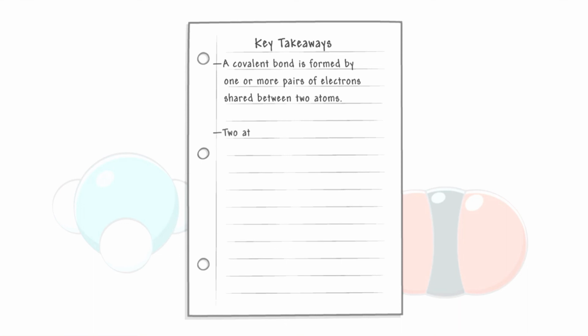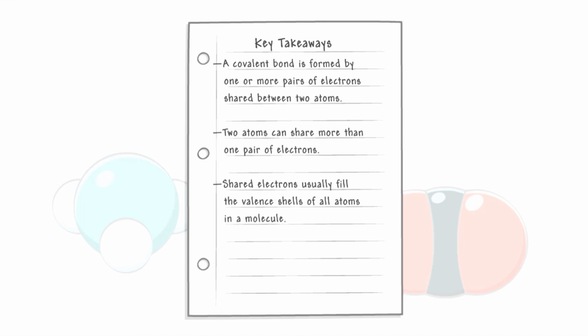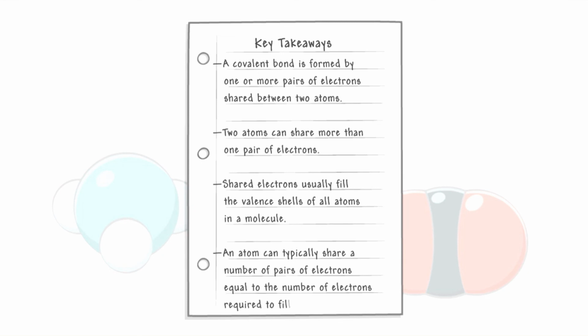Key takeaways. To summarize, a covalent bond is formed by 1 or more pairs of electrons shared between 2 atoms. 2 atoms can share more than 1 pair of electrons. Shared electrons usually fill the valence shells of all atoms in a molecule. An atom can typically share a number of pairs of electrons equal to the number of electrons required to fill its valence shell.